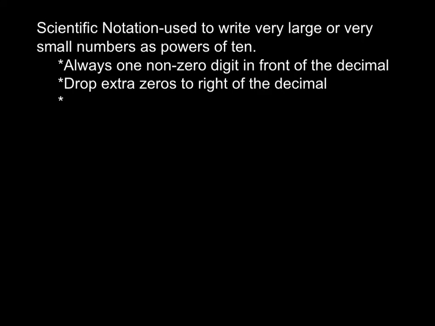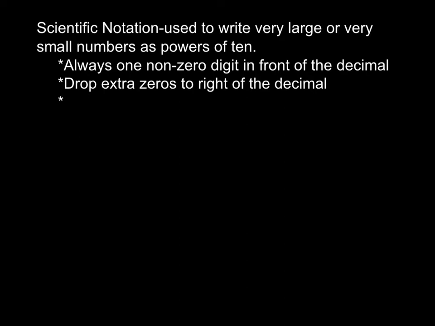Okay, so scientific notation is used to write very large or very small numbers as powers of 10. So if we think of the universe, and I want to figure out how far a planet is from Earth, I would want to use scientific notation because I wouldn't want to waste my time writing 21 zeros after a number. Okay, so that is the reason why we use scientific notation.